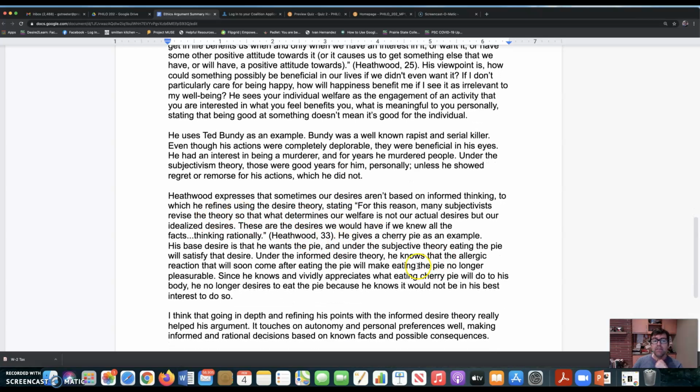And then the next paragraph, he expresses that sometimes our desires aren't based on informed thinking. Here, the student is doing a nice job of addressing some of the objections to subjectivism, okay, and how Heathwood responds to those objections. And so that's a way of explaining the connection between the reasons that he's offering and the claim itself, right? By considering the objections, the student is doing a nice job here of explaining how everything holds together, and also just explaining in more detail what the argument is.